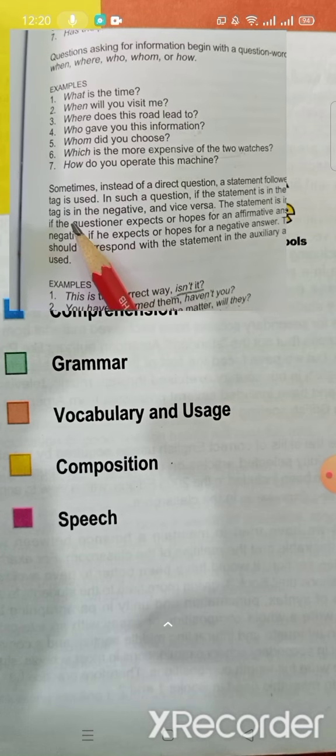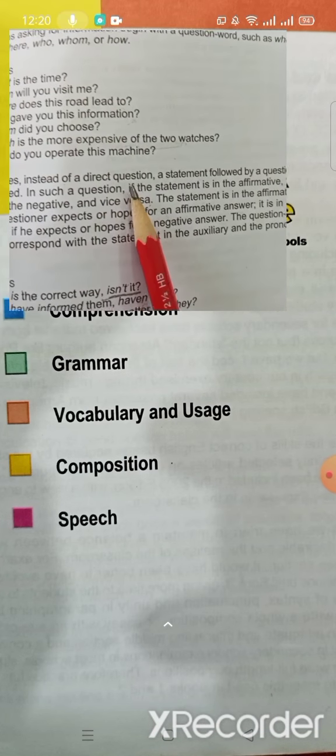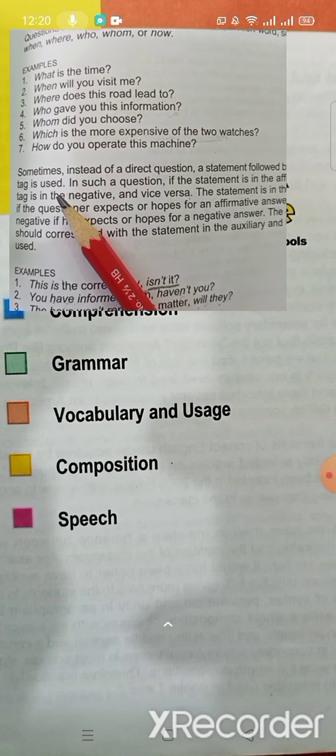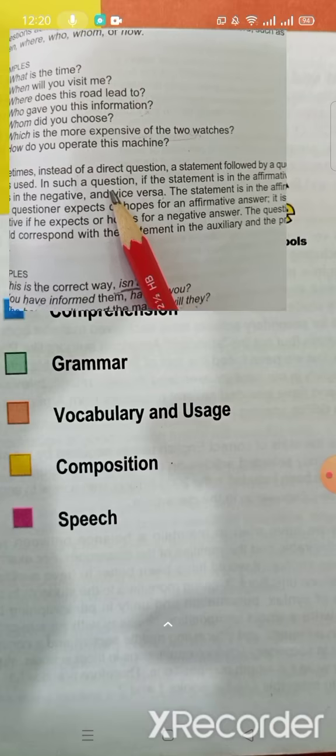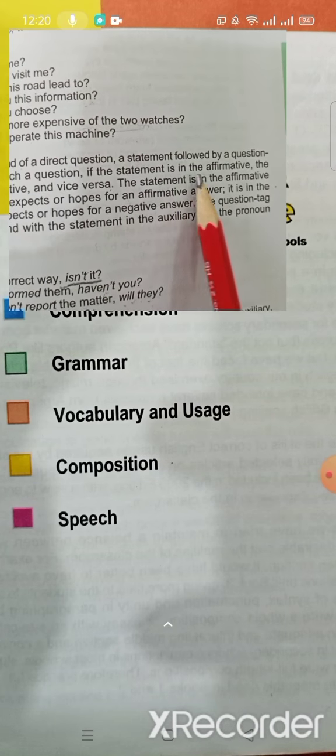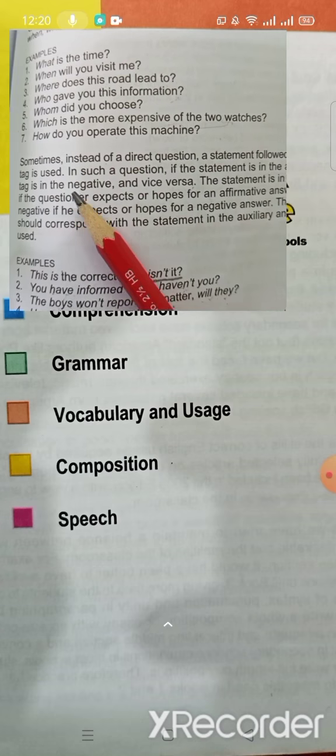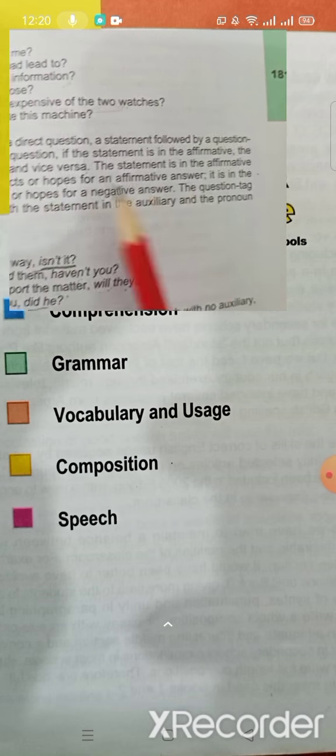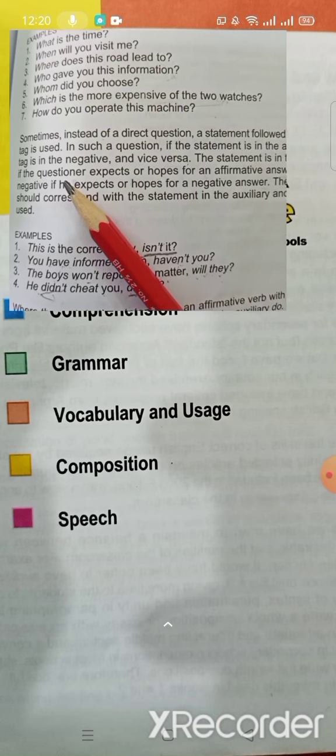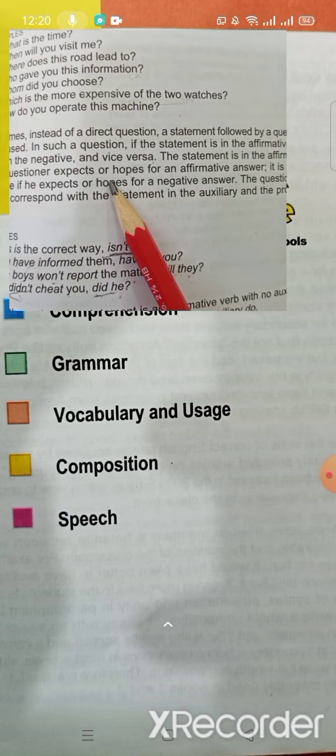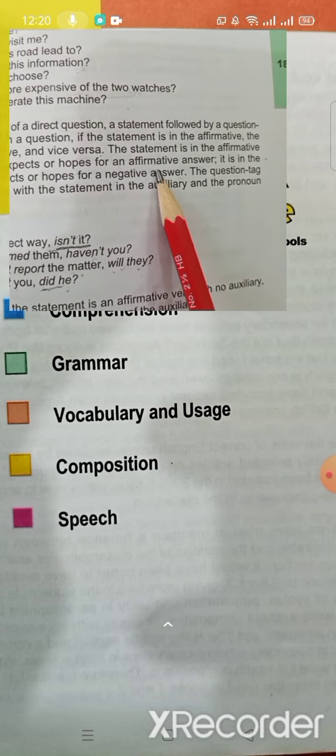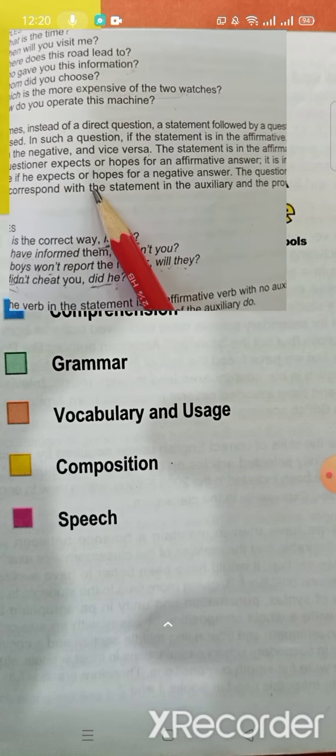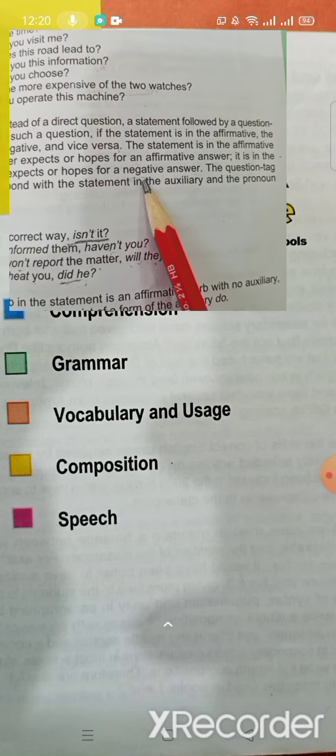Next, another type of question. Sometimes instead of a direct question, a statement followed by a question tag is used. What is a question tag? We will learn. In such a question, if the statement is in the affirmative, the tag is in the negative, and vice versa. The statement is in the affirmative if the questioner expects or hopes for an affirmative answer. It is in the negative if the questioner expects or hopes for a negative answer.